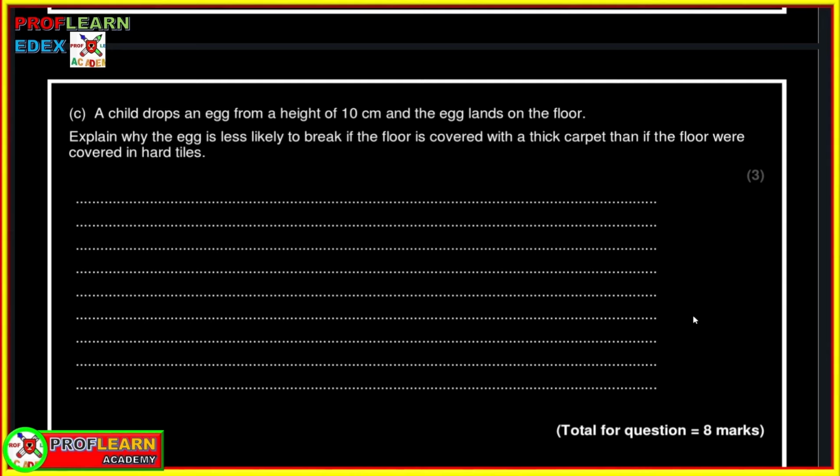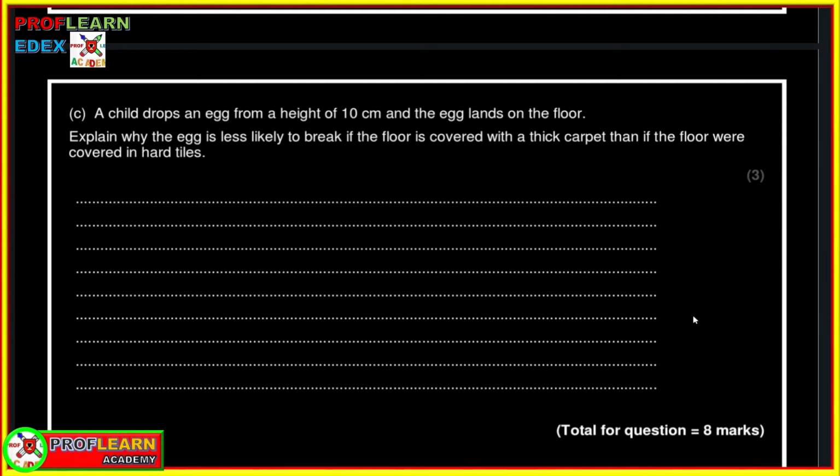A child drops an egg from a height of 10 centimeters and the egg lands on the floor. Explain why the egg is less likely to break if the floor is covered with a thick carpet than if the floor were covered in hard tiles.